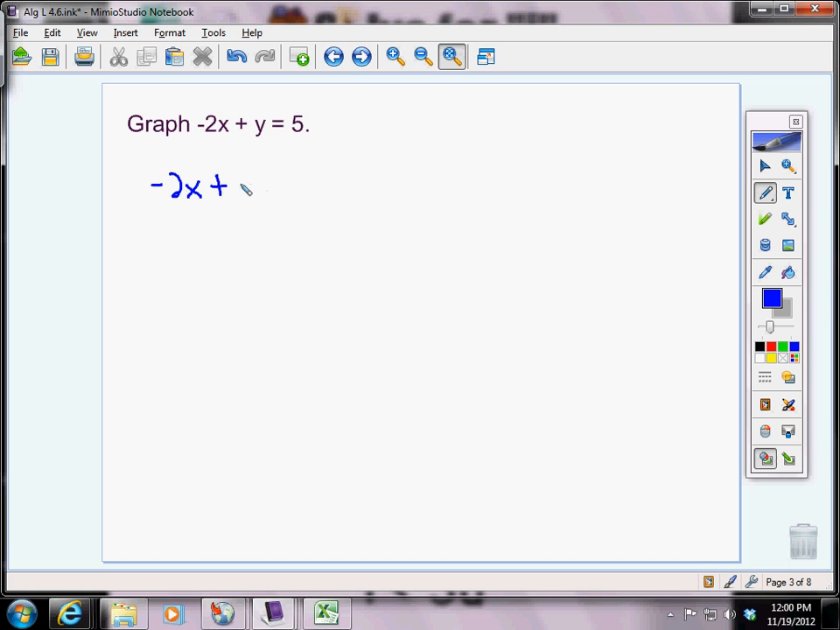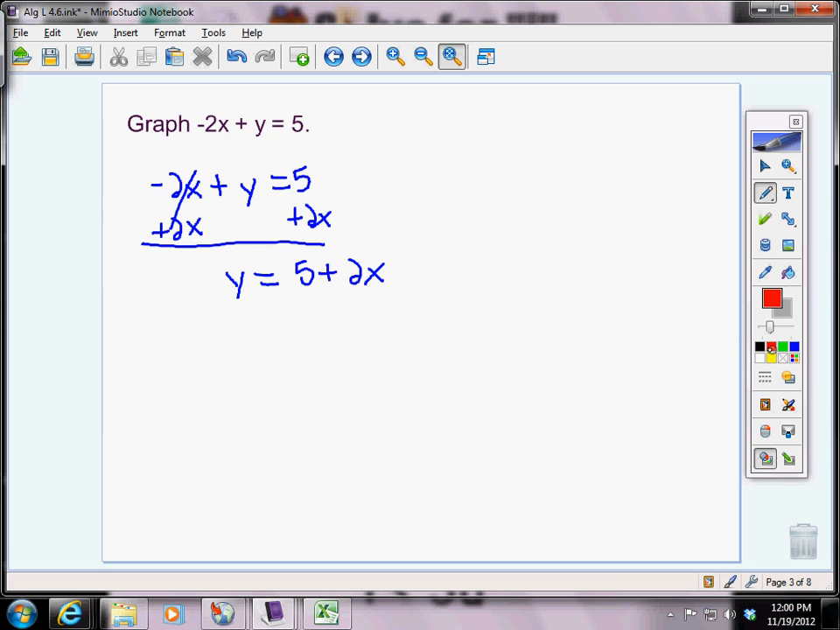Slope-intercept form, though, is y equals, so let's solve for y. If I'm solving for y, I have to get rid of the negative 2x. I get rid of the negative 2x by adding 2x to each side. That gives us 0, so I'm left with y equals 5 plus 2x.